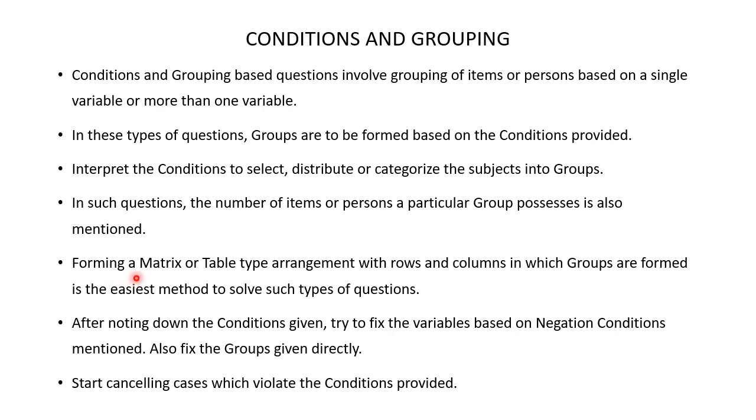Forming a matrix or table type arrangement with rows and columns in which groups are formed is the easiest method to solve such types of questions. After noting down the conditions given, try to fix the variables based on negation conditions mentioned. Also fix the groups given directly. Start cancelling cases which violate the conditions provided.